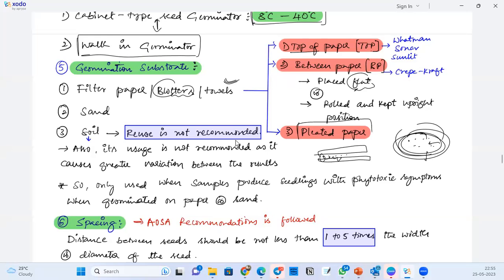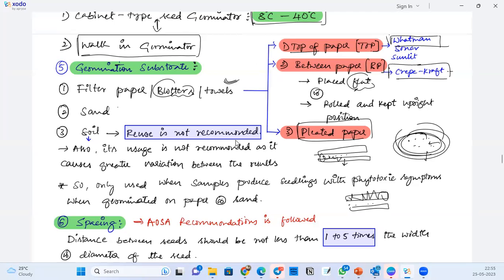And we have the other case called pleated paper, where in a similar manner, just like between paper, we fix it with two layers. After this, we bend it in an alternating way. That is what pleated paper means. So these are the three different types of methods usually used. And these are the materials, like creep kraft paper, sunlit paper, or Whatman paper. I hope you have heard about the Whatman filter paper. That is more generally used for germination tests.